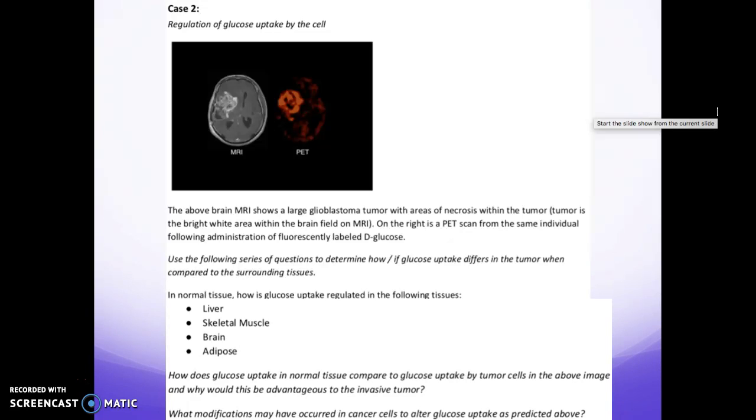Case 2 is concerned with the regulation of glucose uptake by normal tissues and then by cancer cells. We're shown here a glioblastoma tumor with areas of necrosis, and we are asked to discuss normal tissue glucose uptake. I think it's first important to look at the hormones that are responsible for maintaining glucose homeostasis in order to understand these processes.